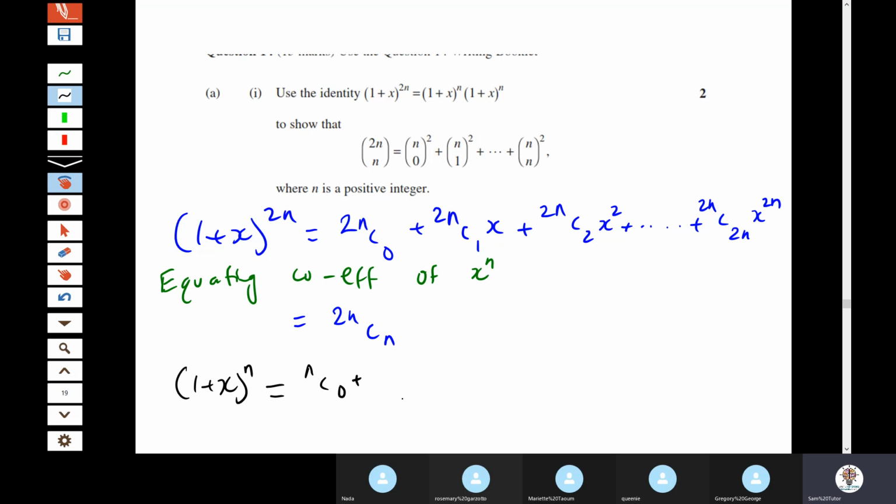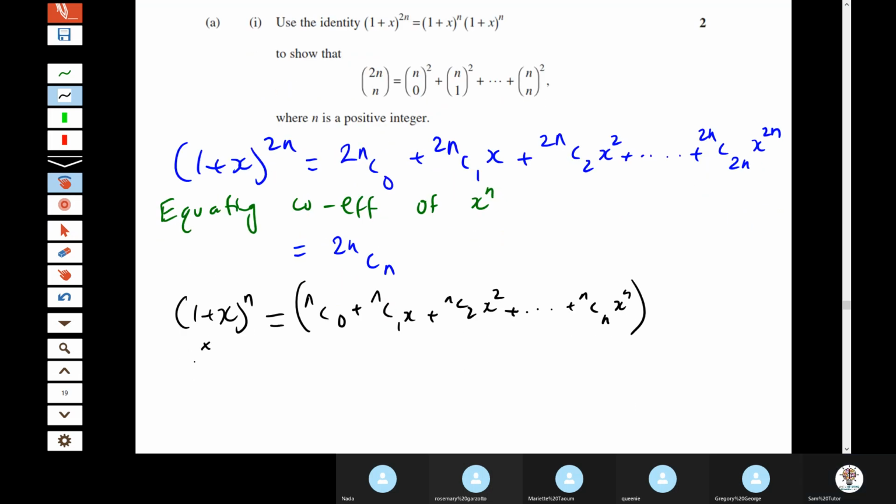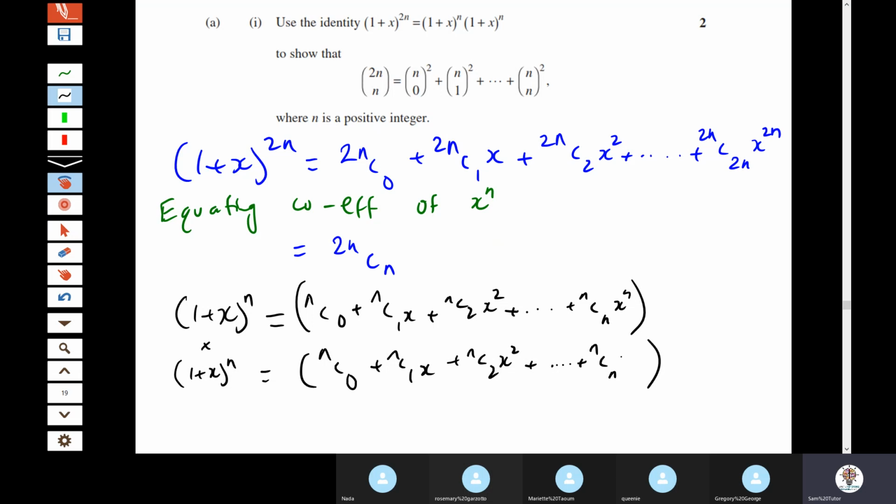Say it. n choose 0, n choose 1 x, n choose 2 x squared. Now stop. All of this is going to be multiplied by itself again. Correct? Can you tell me in what situation are you going to get x to the n? This one with, which one?